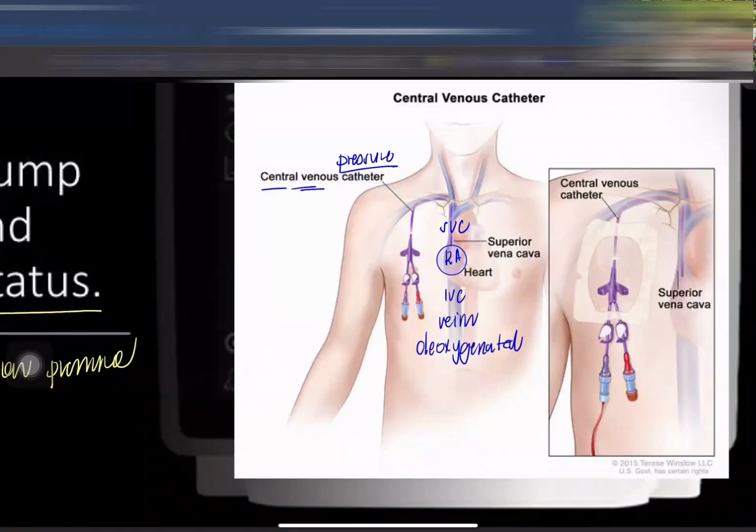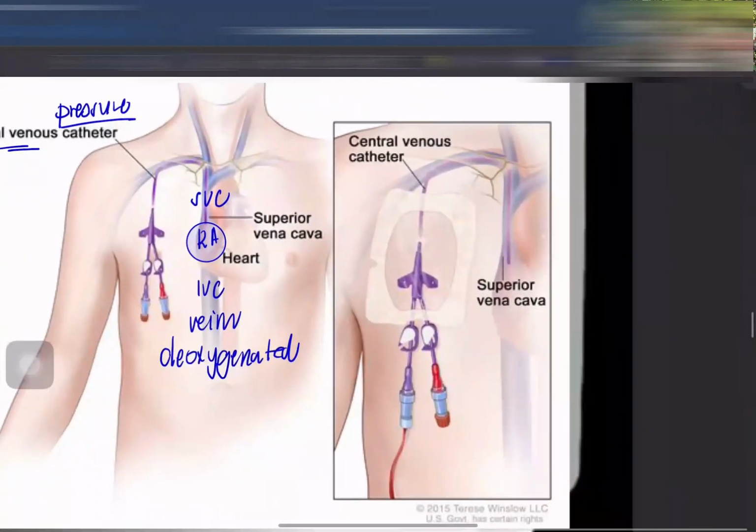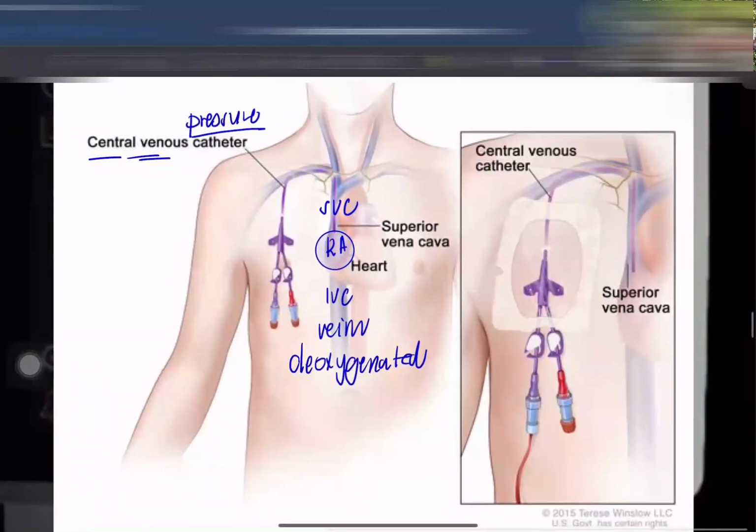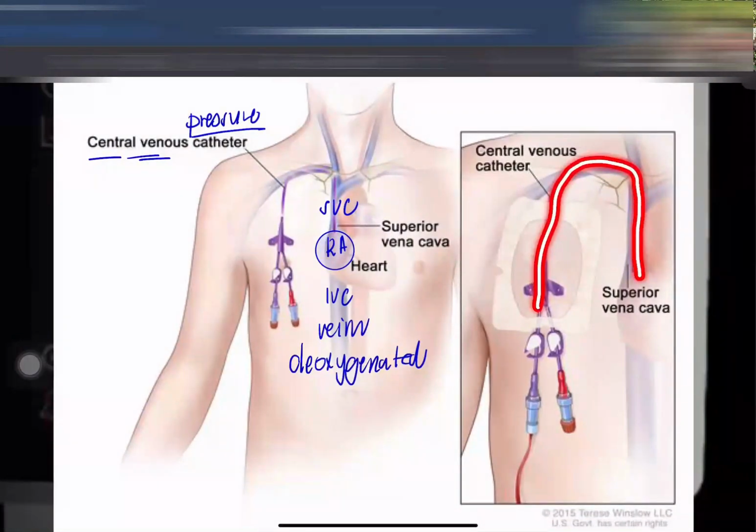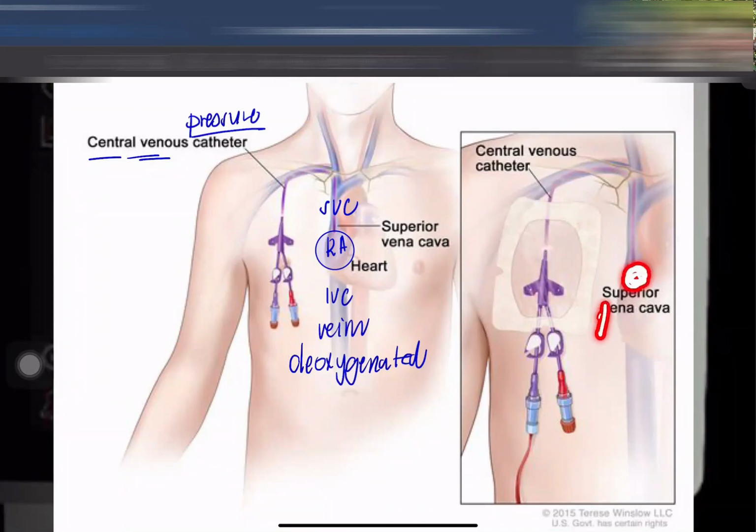So, class, anong nangyayari dito sa CVP or central venous pressure monitoring? Class, if this is the catheter, which is of course inserted by the physician, this is your catheter here, which is inserted by the surgeon. So, class, ano pong nangyayari? At the end, class, of the catheter, there is a manometer that would be able to measure the pressure in the right atrium. Again, that catheter measures the pressure in the right atrium.